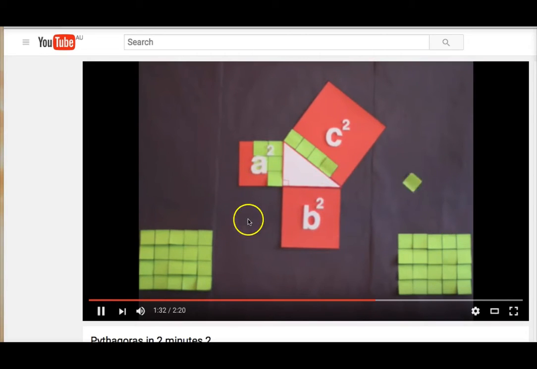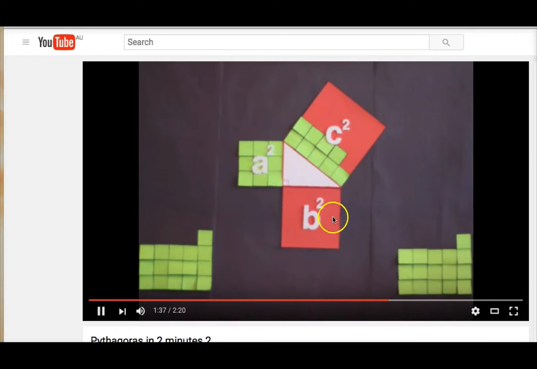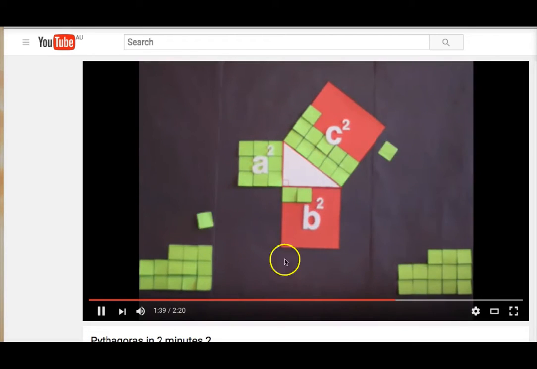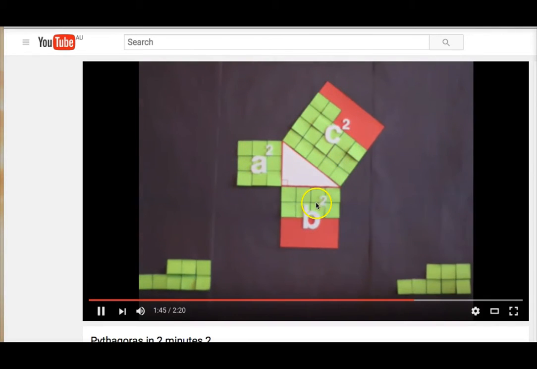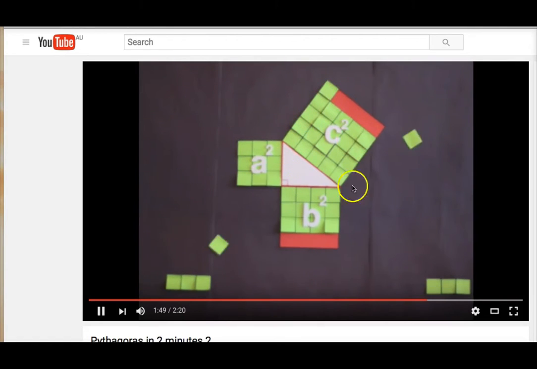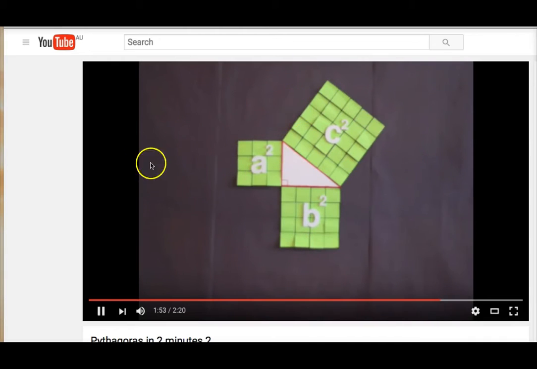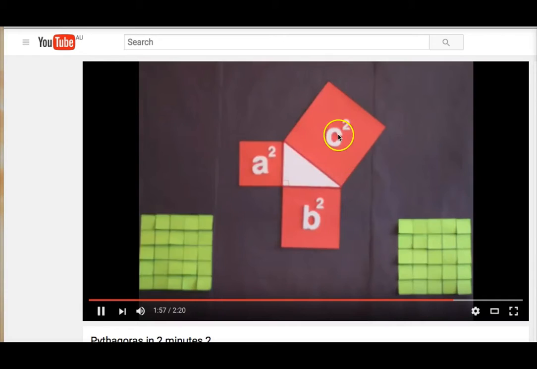Now we're filling up the squares on each side. We fit 9 squares in there. We fit 16 in the B squared. And we fit 25 in the C squared. It's because 9 plus 16 equals 25. So girls, you don't go 3 plus 4 is 5, because it's not. It's the squares that have to be added together. A squared plus B squared equals C squared.